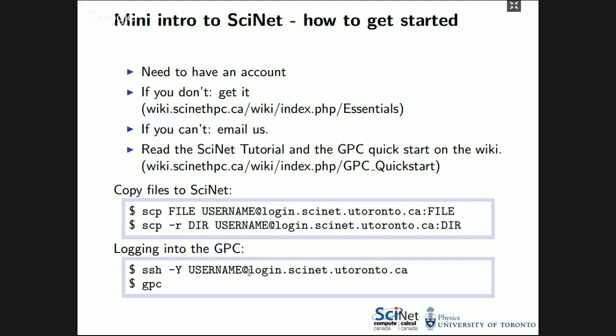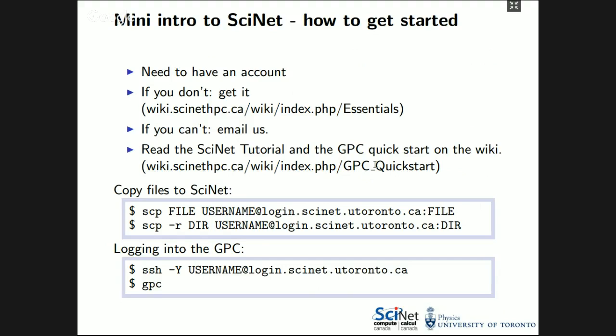You'll need an account to get in. So if you don't have that, here's the link one more time. Basically, your supervisor has to give you an ID number that you can use to ask for your account. If anything of that goes wrong, say, well, even if you've already found that it doesn't work, email us, figure something out, but most of you should be able to do this. Then you can read the SciNet tutorial. It's actually sent to you when you get your account. There's a GPC Quick Start too. Here's the link. And that'll get you started.